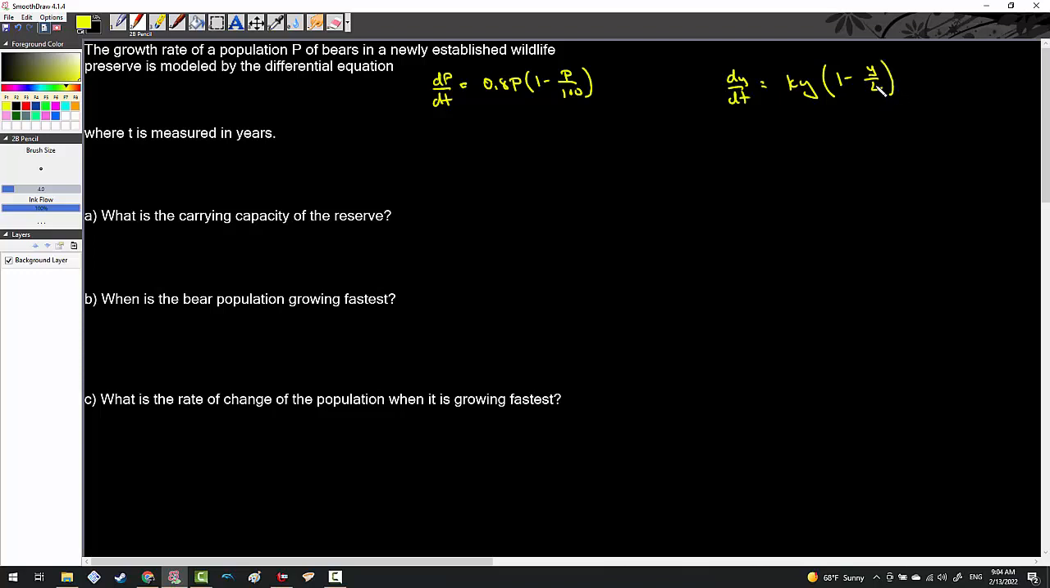And so what's playing the role of L right now? It's 100, right? So the carrying capacity is going to be 100 bears. That's it. That's all they can hold, just 100 bears.